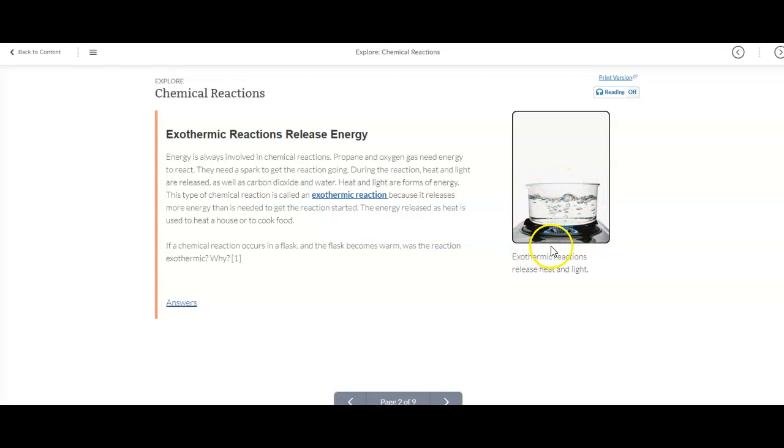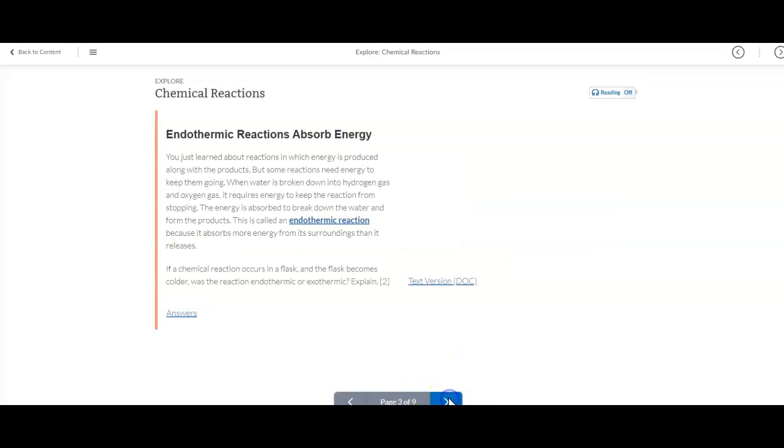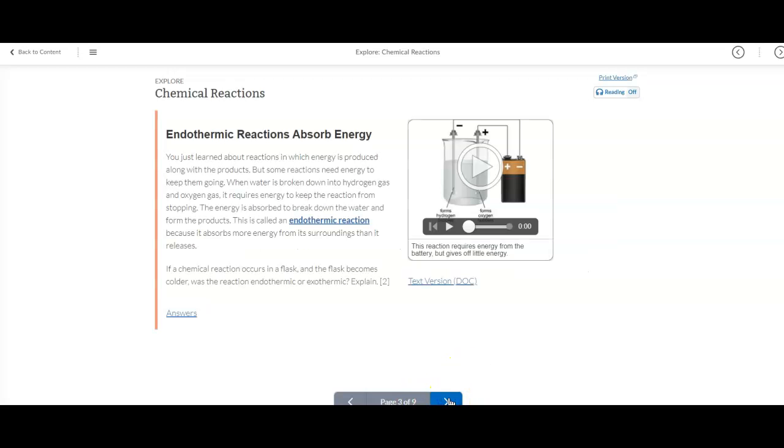So you can see an example here. Heat and light are produced. Endothermic reactions absorb energy. So you just learned about reactions in which energy is produced along with products, but some reactions need energy to keep them going. When water is broken down into hydrogen gas and oxygen gas, it requires energy to keep the reaction from stopping. The energy is absorbed to break down the water and form products. This is called an endothermic reaction because it absorbs more energy from its surroundings than it releases.